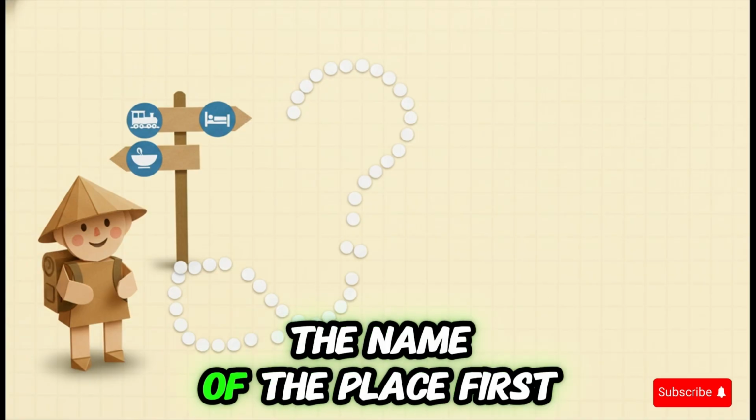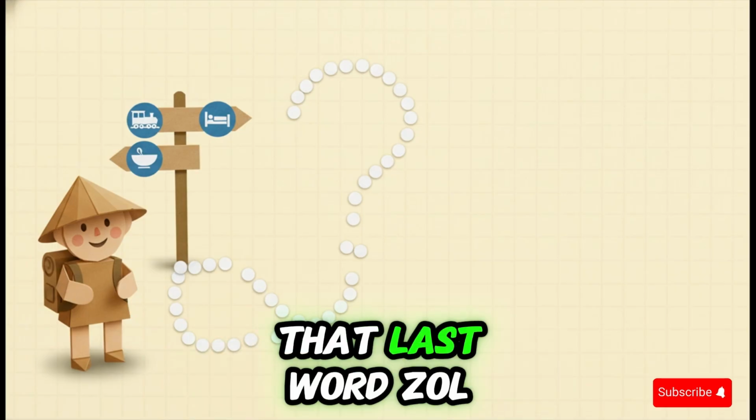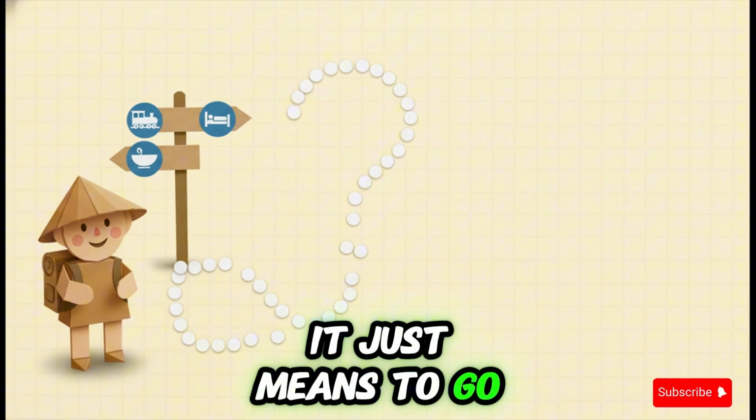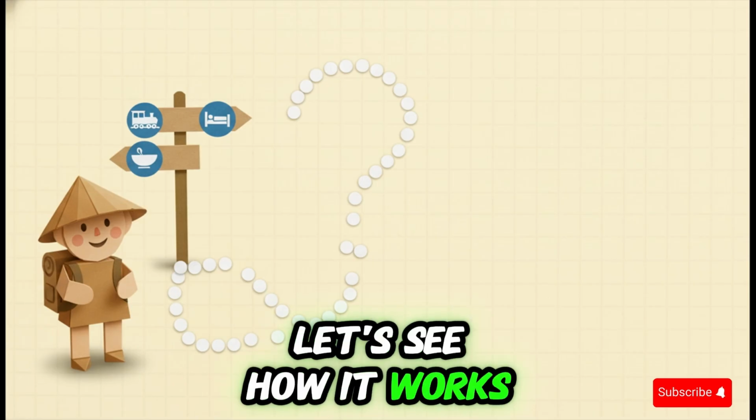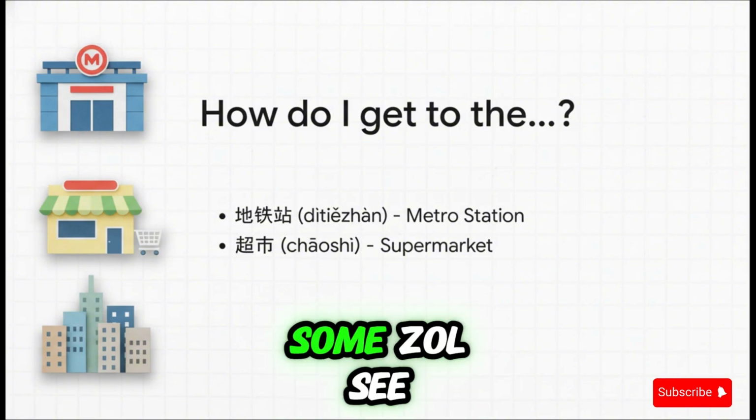All you do is say the name of the place first, and then you add this phrase, 怎么走? That last word, 走, is super flexible. In this context, it just means to go or to get to. Let's see how it works. So, let's say you need to find the metro. You just say, 地铁站怎么走? See?